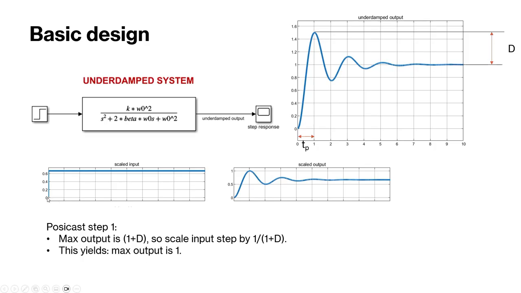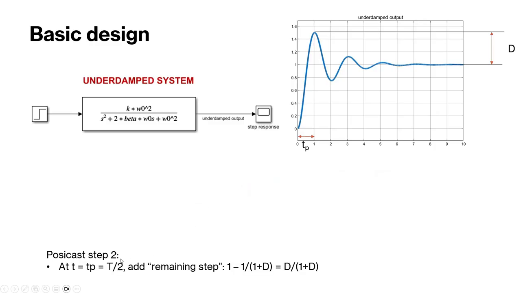So we see it over here, the step has been scaled by 1 over 1 plus D, in this example 1 over 1.5, which is 2/3. This is my input step, and this is the scaled output. And you can see that the maximum value of that scaled output is 1. That was step number 1.